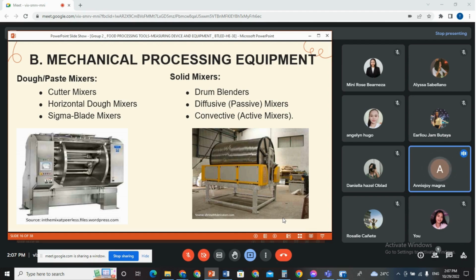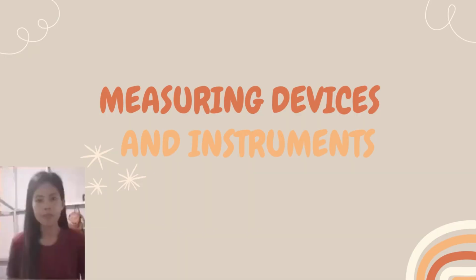So, solid mixer. This is either a batch mixer, the simple form of mixer, like dry mixes. It processes mulling, powdering, folding sand, bentonite clay, and fine coal dust with water to be mixed into a plastic. Examples are drum blenders, diffusive or passive mixer, or convective or active mixer.